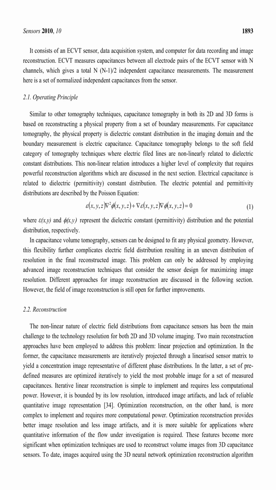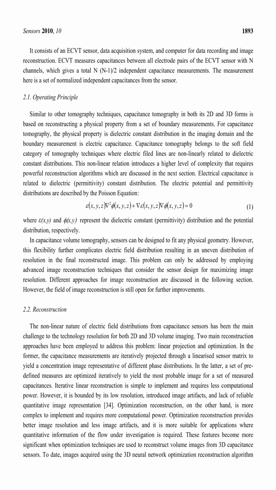The electric potential and permittivity distributions are described by the Poisson equation: ∇·(ε(x)∇φ(x)) = 0, where ε and φ represent the dielectric constant, permittivity, distribution, and the potential distribution, respectively.